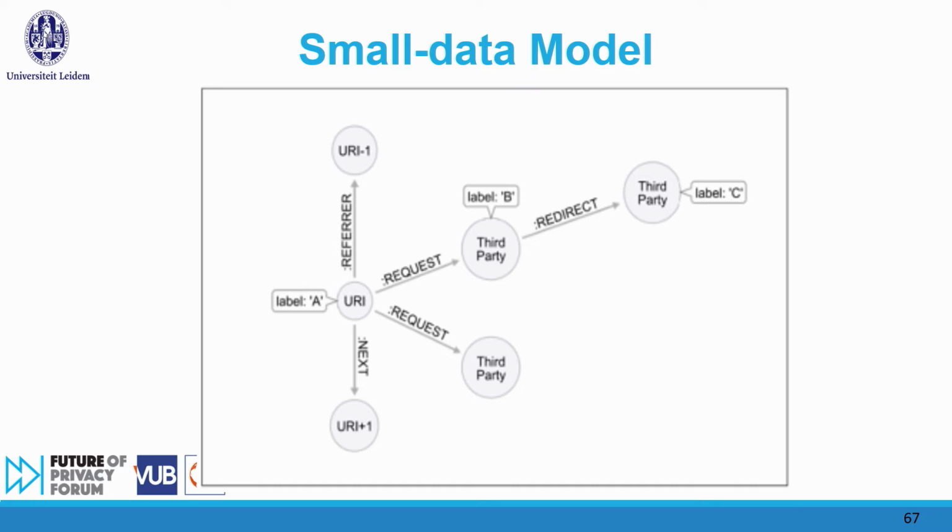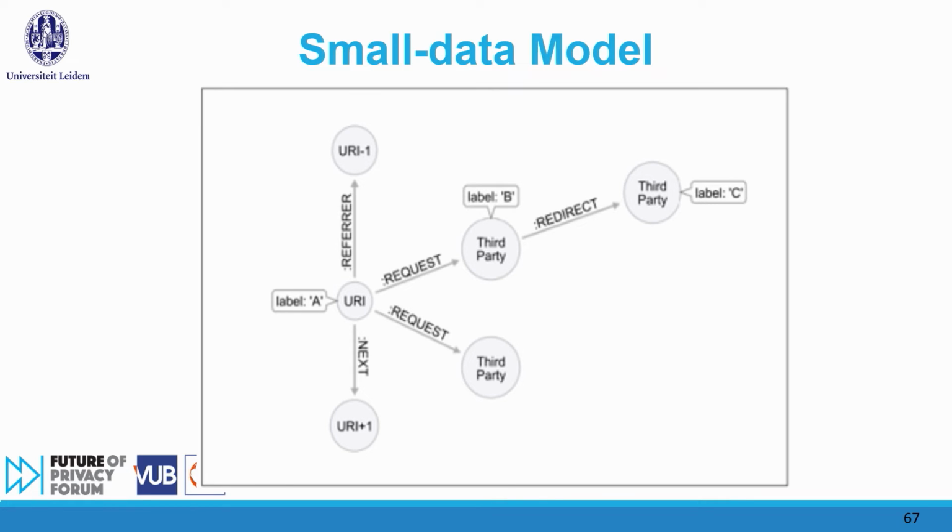If you are on a specific website, on the left side you see URL -1, URL and URL +1. These are the websites that I'm visiting in sequence in time. And if I hit a pixel in the middle, it will send out a request to a third party, and this is called label A here. But that pixel may redirect to another third party. And this type of behavior is very common in real-time bidding data flows.